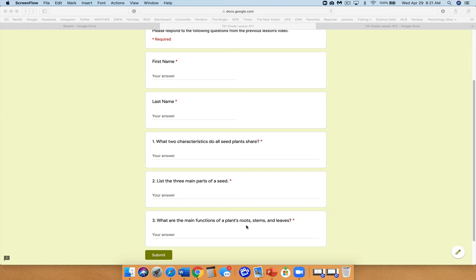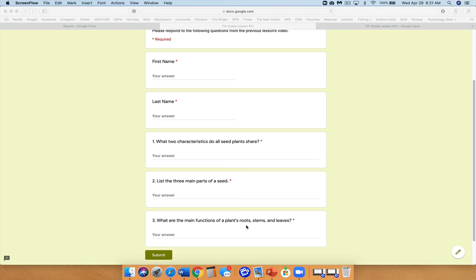Number three says, what are the main functions of the plant's roots, stems, and leaves? The roots are responsible for anchoring the plant, absorbing water and nutrients from within the soil. And then some of the roots are also going to help store food for the plant.